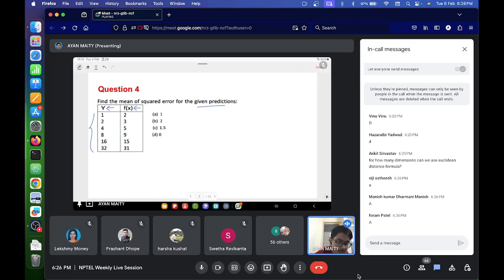VG Satish is saying option A, Manish Kumar is saying option A, Foram Patel is saying option A.